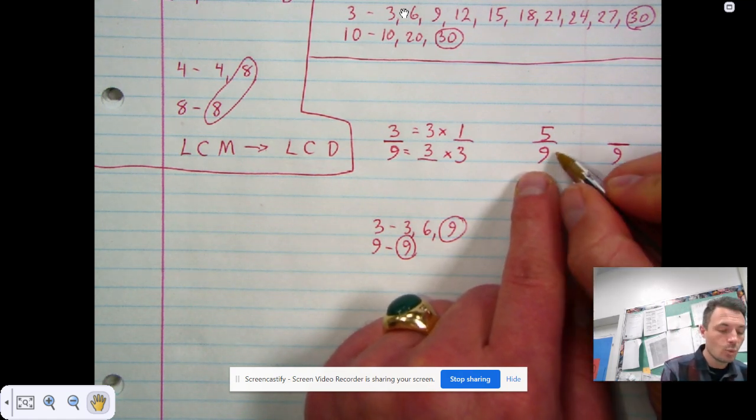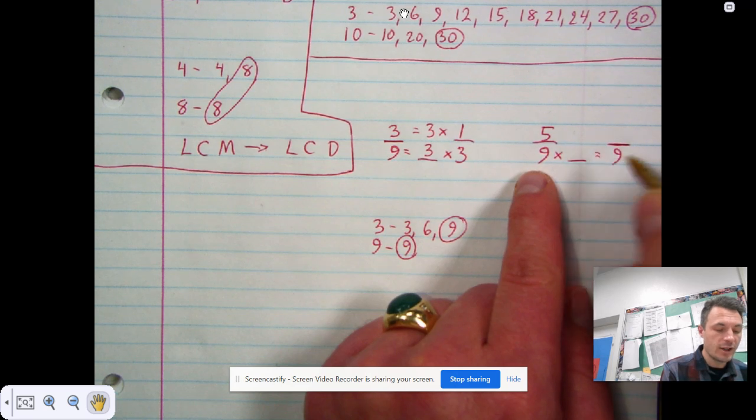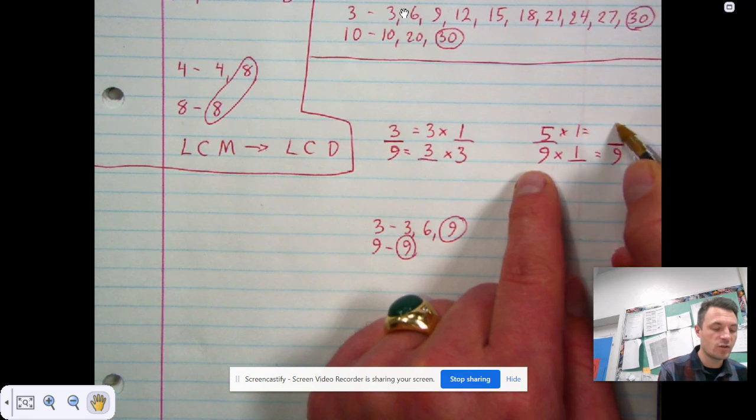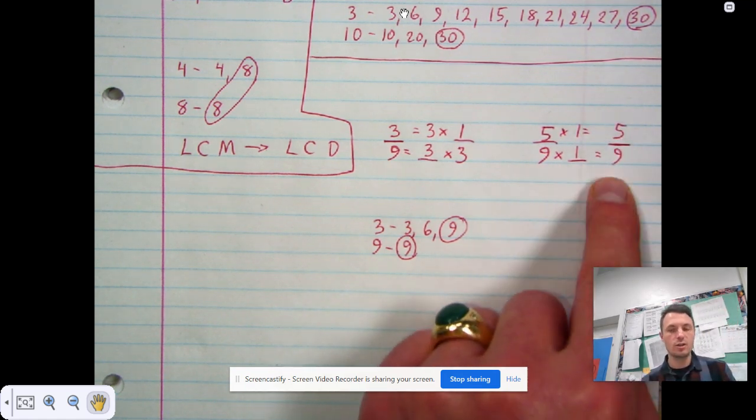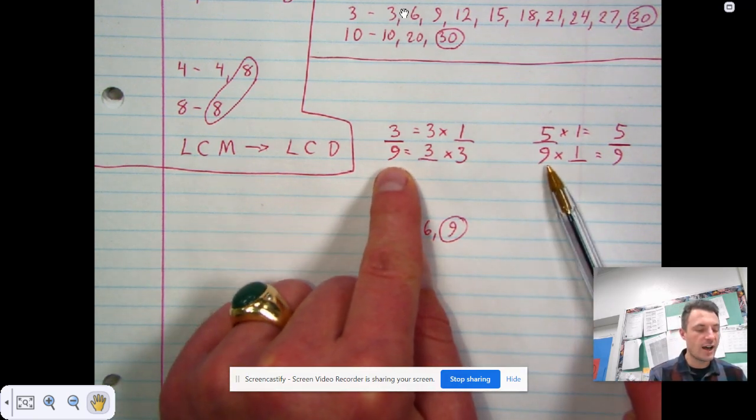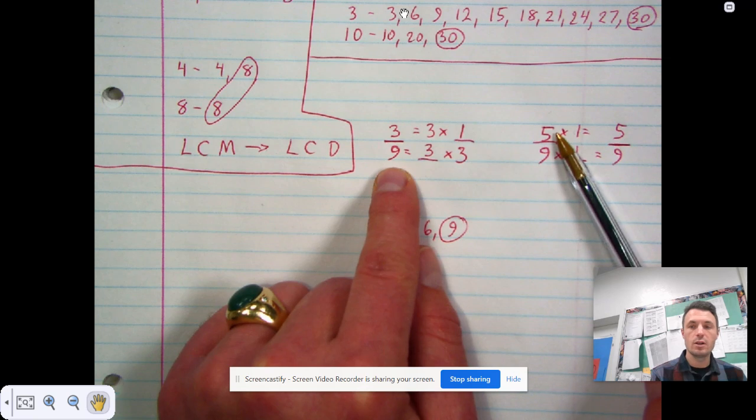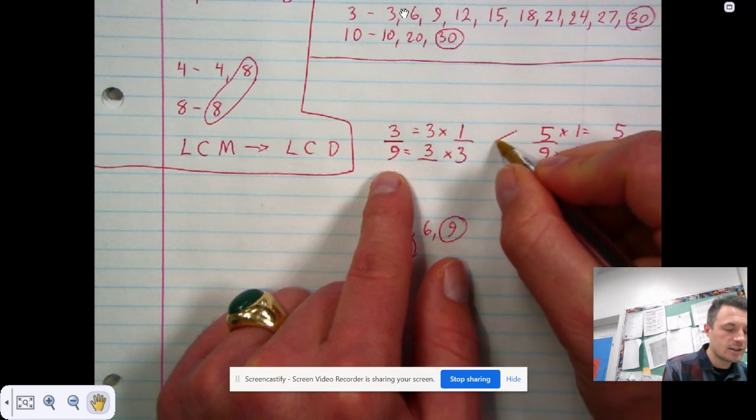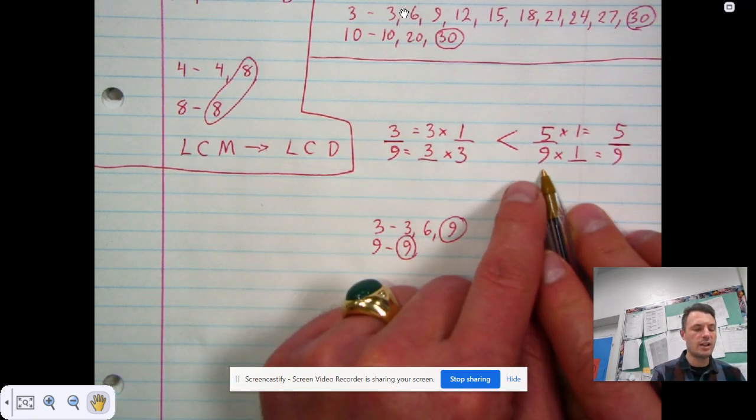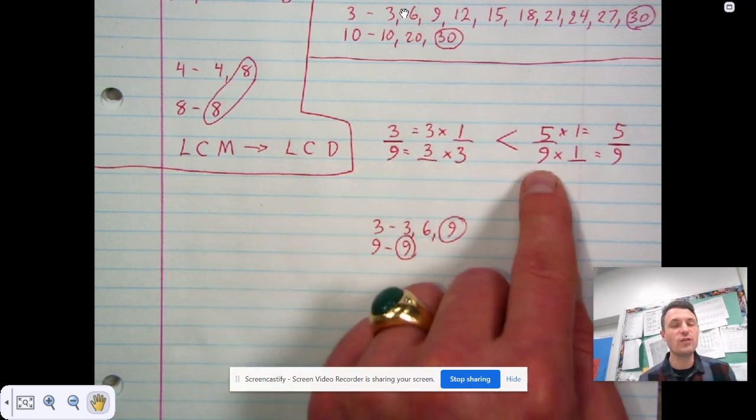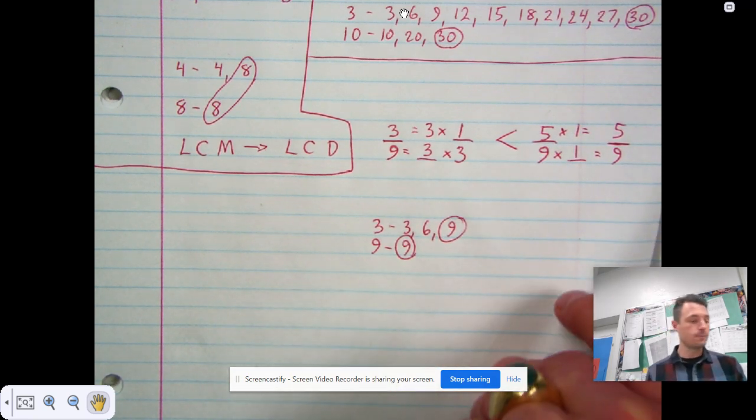So if we try to think, what times 9 equals 9? It's 1. And then if we multiply that same thing by the numerator, 5 times 1 is 5. So if we try to change this fraction, it doesn't change at all because it already has 9 as its denominator. Now we're comparing 3/9 to 5/9. 5 out of 9 is bigger than 3 out of 9. So 5/9 is bigger than 3/9, which means 5/9 is bigger than 1/3, because 1/3 and 3/9 are equivalent fractions. So 5/9 is the bigger fraction.